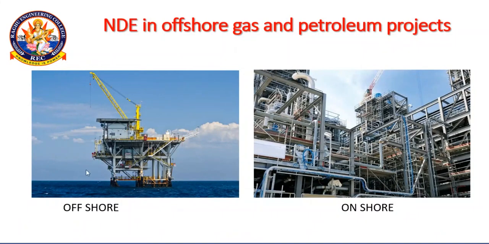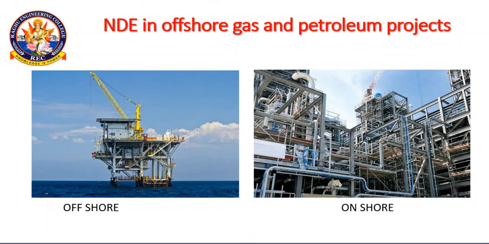Offshore, you can see it is placed in between, in the sea itself. Onshore, it is placed on the ground. So what is the general problem that occurs in offshore? The major problem is corrosion.